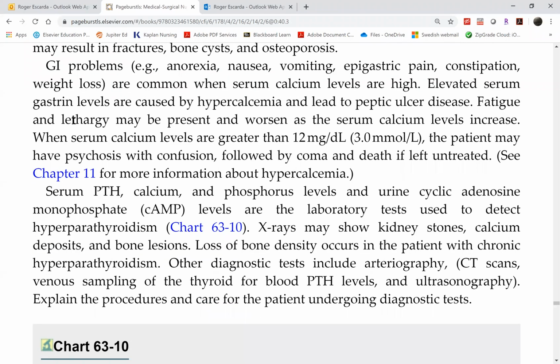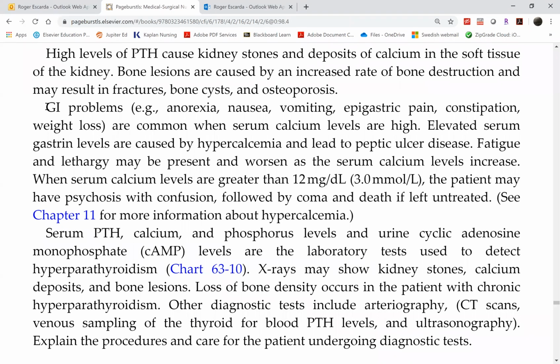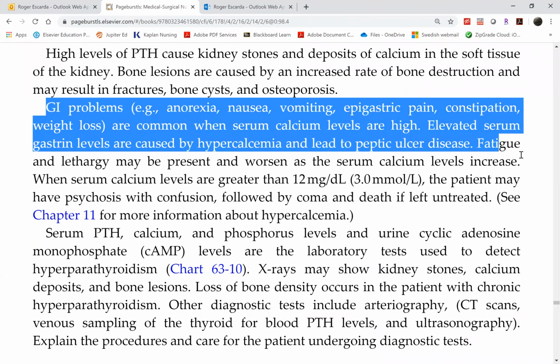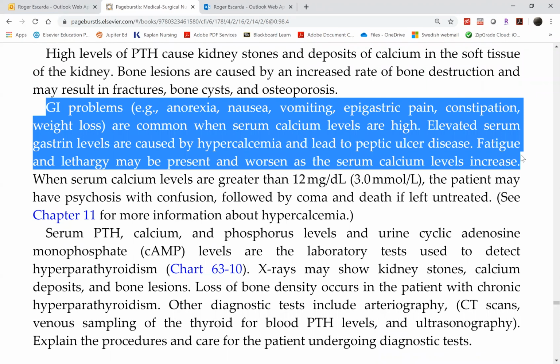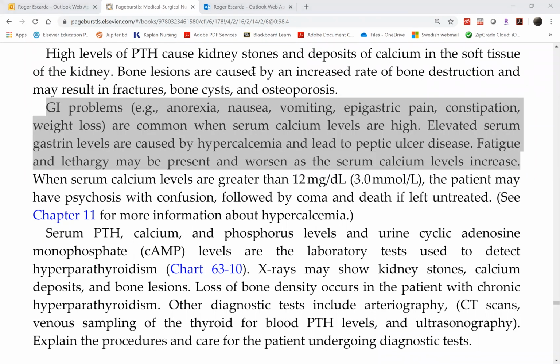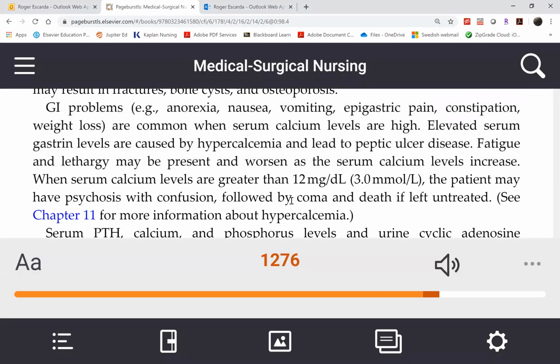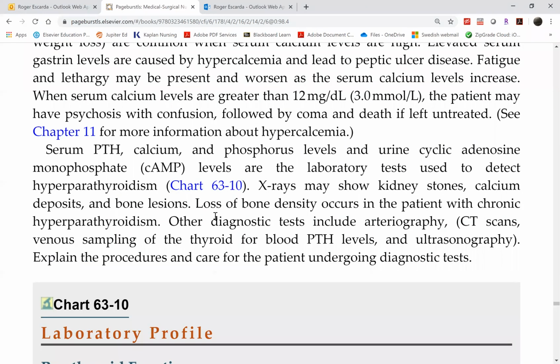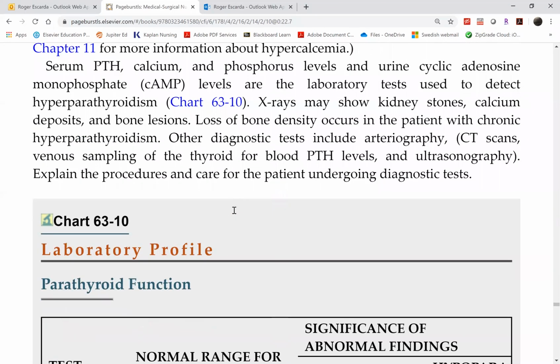All right, so here are your manifestations. So you have GI problems. For the muscles, the patient will have fatigue, lethargy. There will also be muscle weakness. You could have calcium stones in the kidneys. What else? We have loss of bone density because again, the calcium is also broken down from the bone here. So the patient will have weak bones.